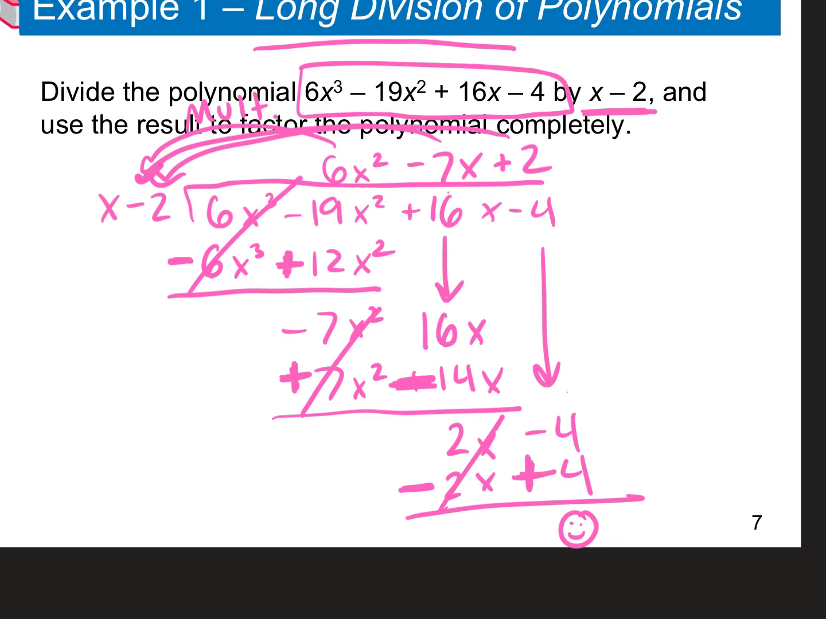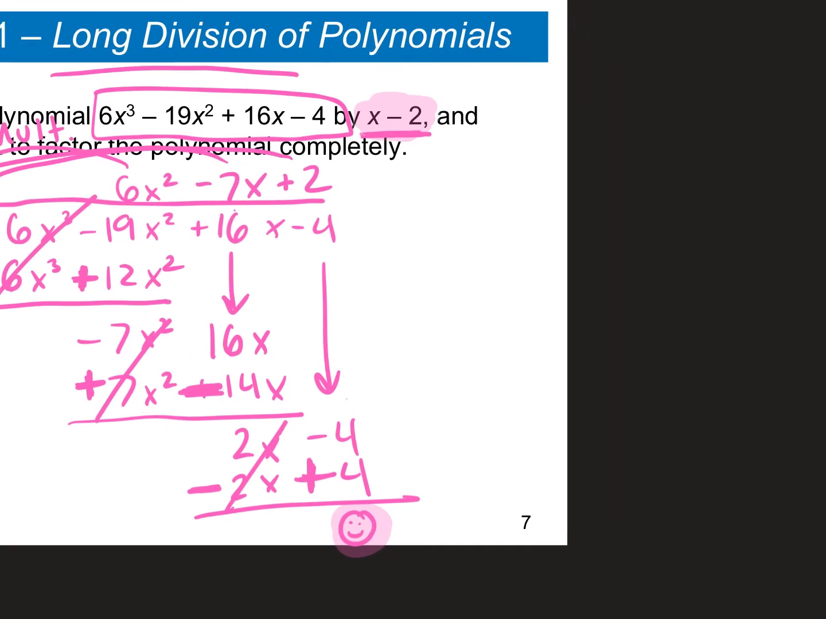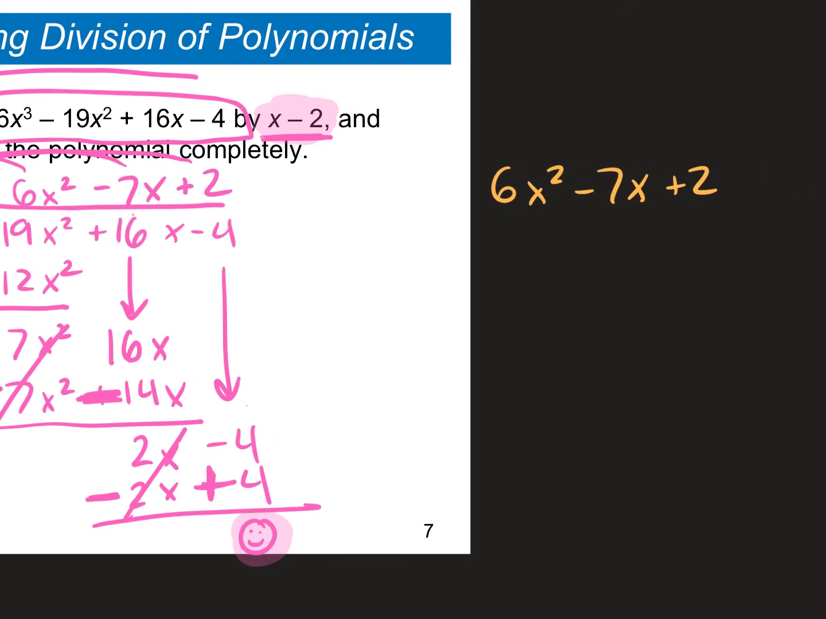When we have no remainder, what we divided into our polynomial, so this x minus 2, is a factor. If we have no remainder, that means what we divide into it is a factor of our polynomial. So we divide to help us break down our polynomial, and then we can find our factors just by factoring. So now I have 6x squared minus 7x plus 2. How would I factor this now? I just rewrote it from the top here.